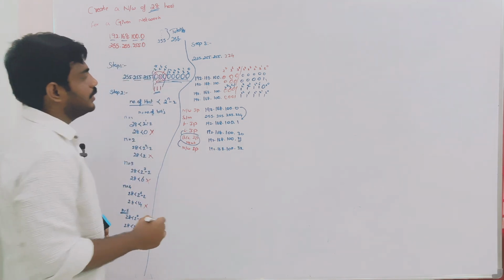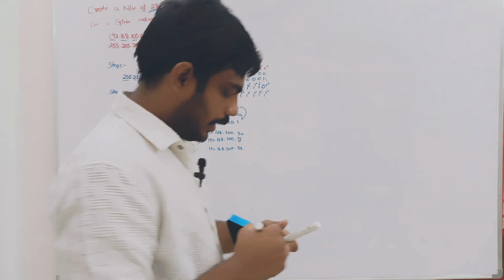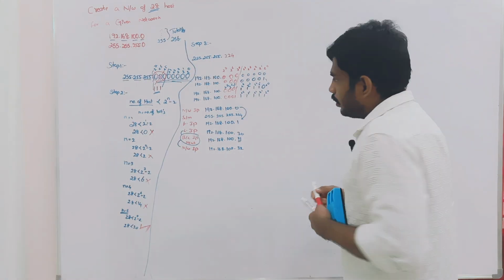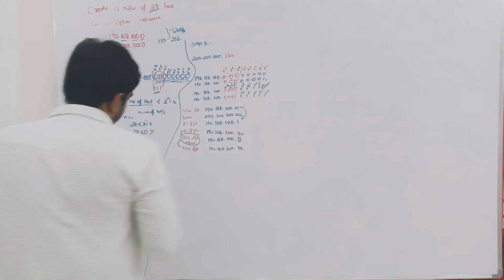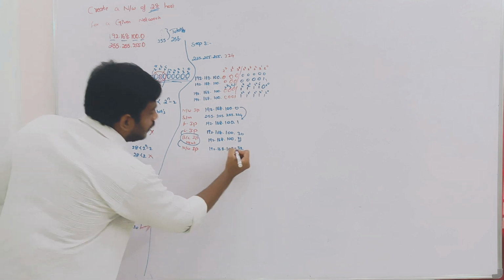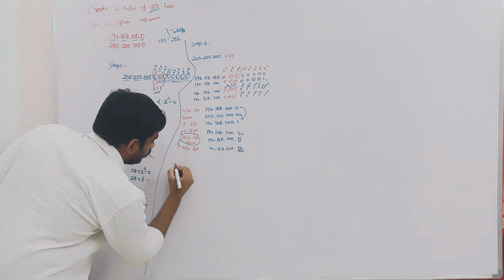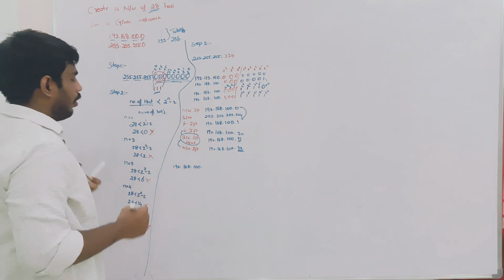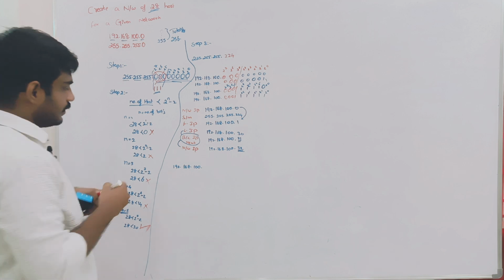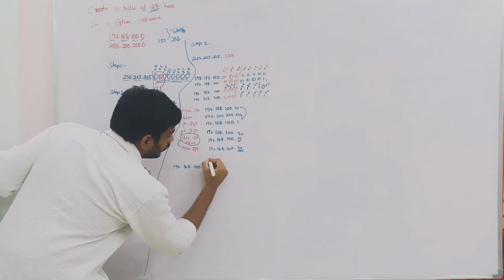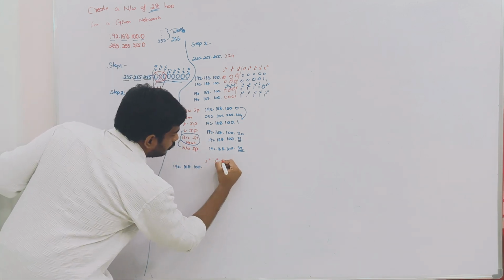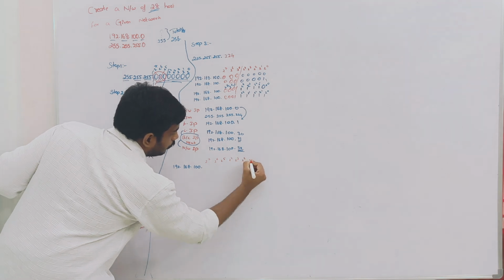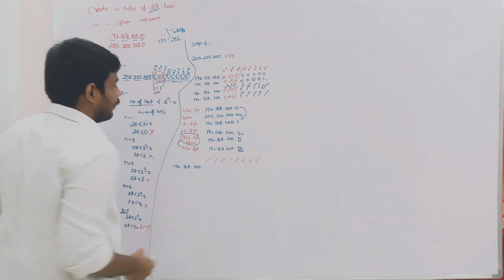192.168.100.32 is your new network IP. Come, let's do the next one. So what will be the next network IP, which is 32? You write 192.168.100 dot, like this. 2 power 7, 2 power 6, 2 power 5, 2 power 4, 2 power 3, 2 power 2, 2 power 1, 2 power 0.